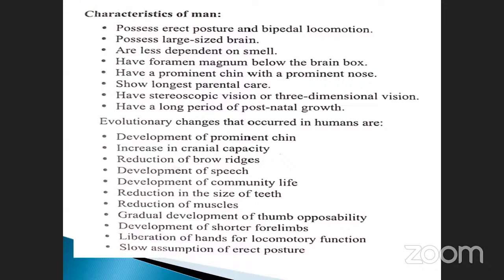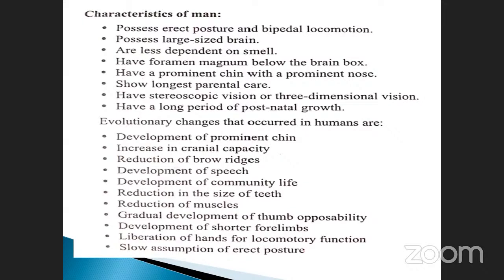Have a foramen magnum below the brain box. This is also another one. Foramen magnum is another part. Have a prominent chin with a prominent nose. Okay, take an example, monkey as well as human beings. Both have the same shapes, but the chin as well as the nose is different. Monkeys don't have the nose. I think it may be completely sunken compared to us.